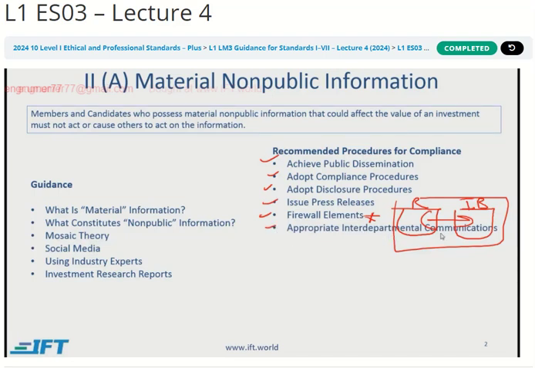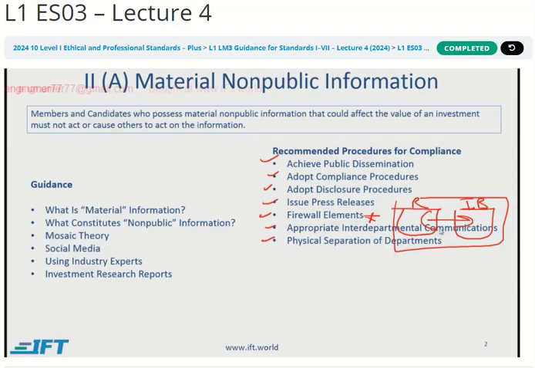Next, appropriate interdepartmental communications. The main point here is that there should be procedures in place concerning interdepartmental communications. There should be a review of trading activity, and there should be an investigation of possible violations. If violations do occur, then the appropriate disciplinary measures should be taken, and the entire procedure needs to be clearly documented.